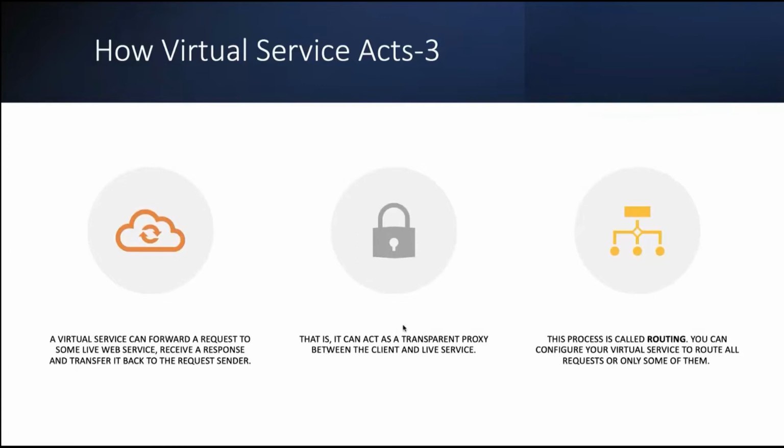Now, in certain cases, you'll find that it is not always a response. It is also a forward. You remember response code 300, which means forward. Now, a virtual service can also forward a request to some live web service, receive a response, and transfer it back to the request sender. You can do orchestration here. That is, it can act as a transparent proxy between the client and your live server. And this process is called routing, or more precisely request routing. You can configure your virtual service to route all the requests or only some of them, depending on your need.